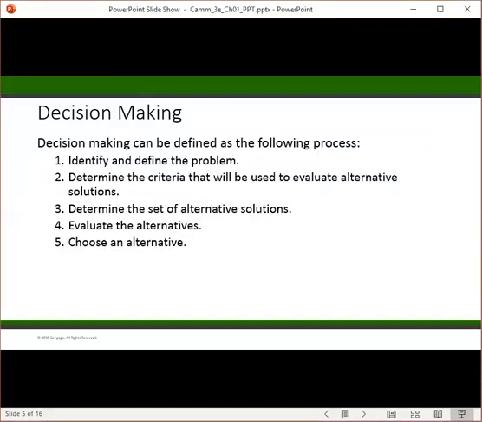Decision-making is a process that involves identifying and defining the problem, determining the criteria that will be used to evaluate alternative solutions to that problem, looking for a set of alternative solutions, and then applying the criteria you develop to that set of alternatives to evaluate them, and then choosing the best alternative according to the criteria that you have set up. Common approaches to making decisions include traditional, that's the way we've always done it, intuition on the part of the decision maker, rules of thumb, and the last and most important is using relevant data.